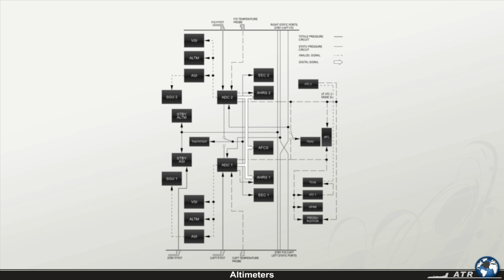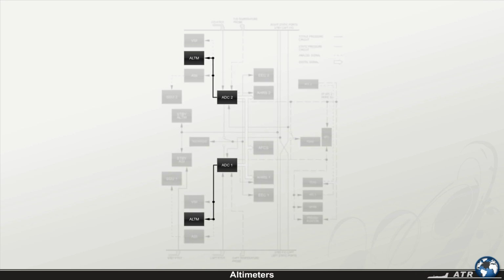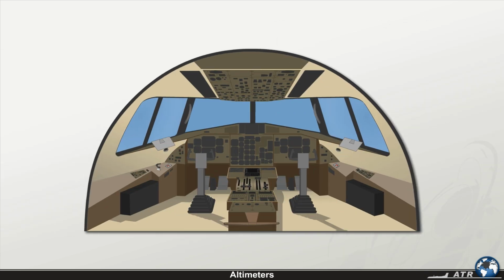The airplane altitude, computed by the air data computers, is provided to the flight crew by 2 altimeters, one for each pilot. ADC-1 provides altitude data to the captain's altimeter, and ADC-2 provides altitude data to the first officer's altimeter. Both altimeters are located at the main instrument panel.